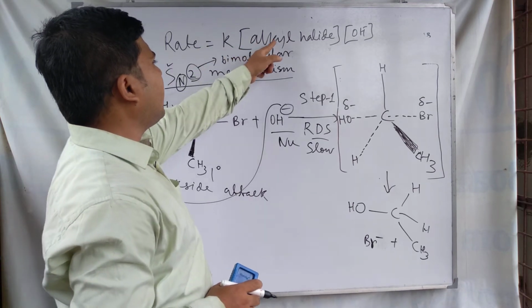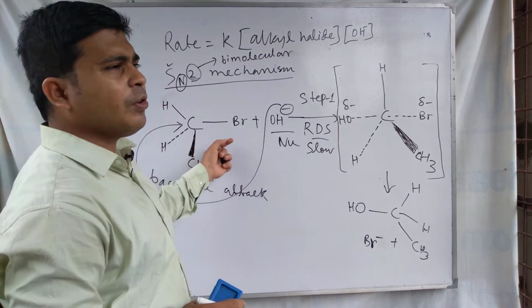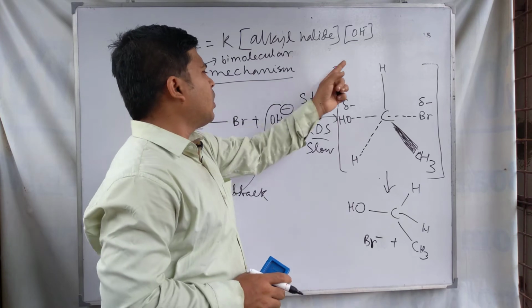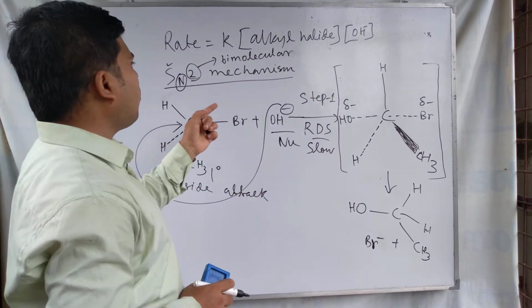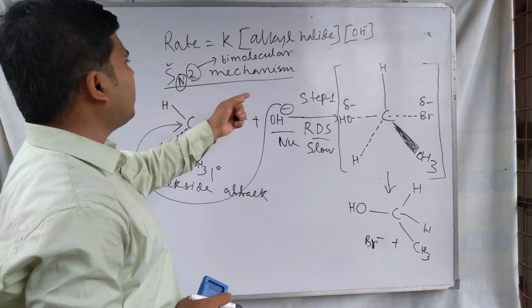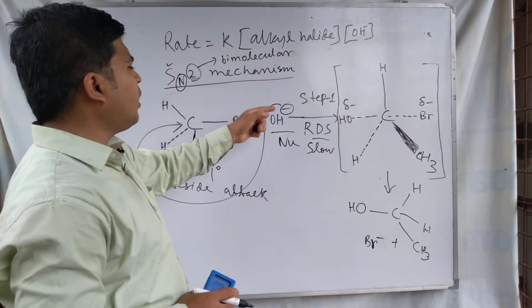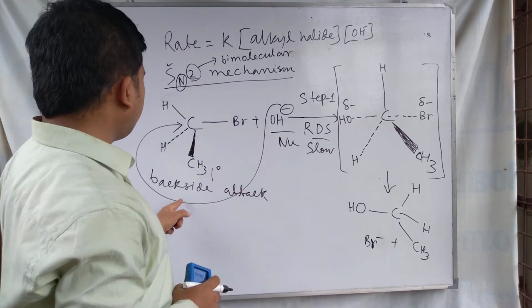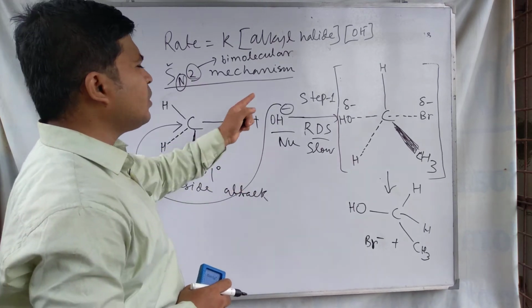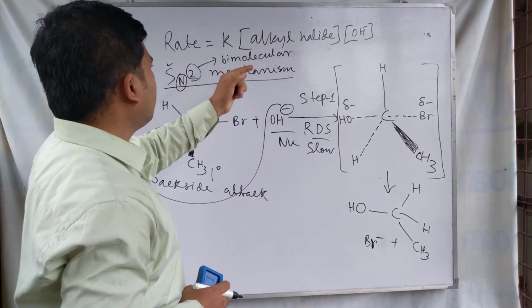One is the alkyl halide concentration, means this concentration, with the OH minus, means nucleophile concentration, and for this reason this reaction is called a bimolecular reaction, because in the rate equation the nucleophile concentration and the alkyl halide concentration both are coming in the rate equation.